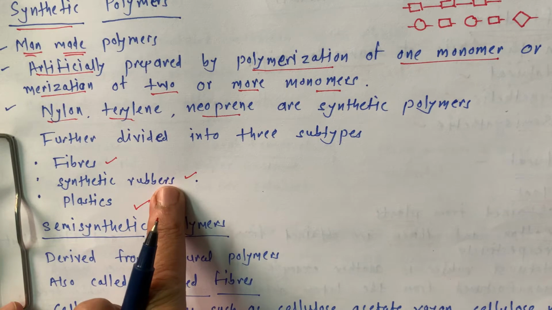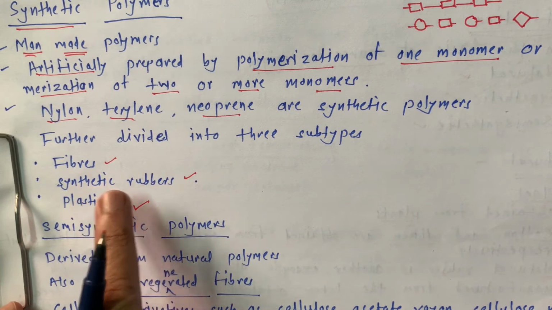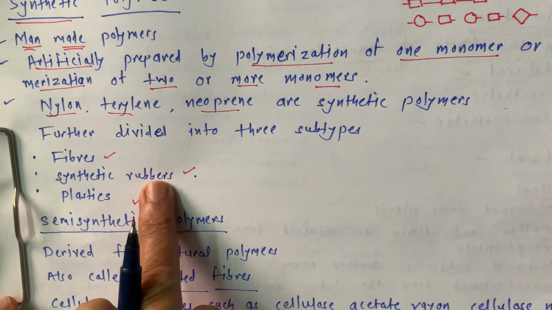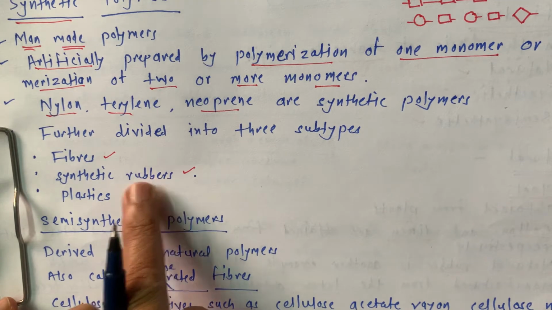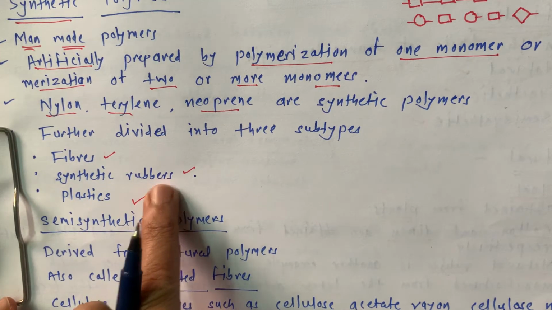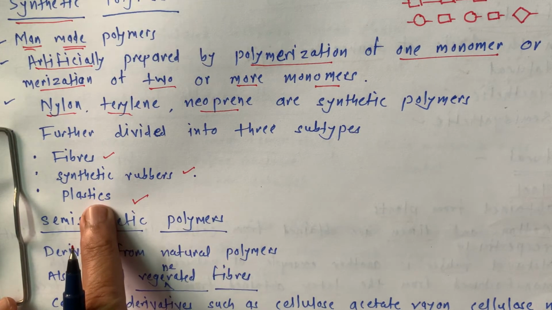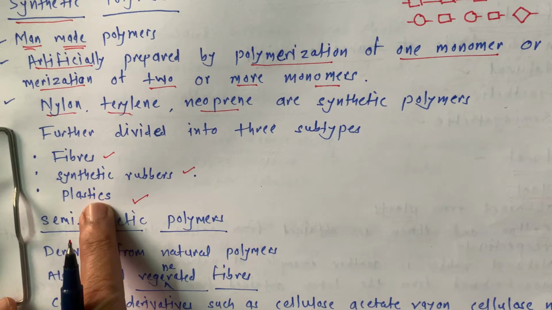In nature we know natural rubber, and synthetic rubber means we can produce it in the laboratory or in industry. And this is a very well known synthetic polymer, that is the plastic.